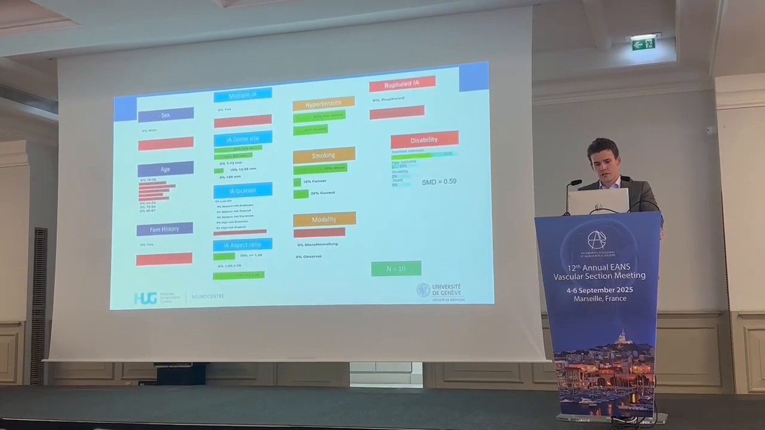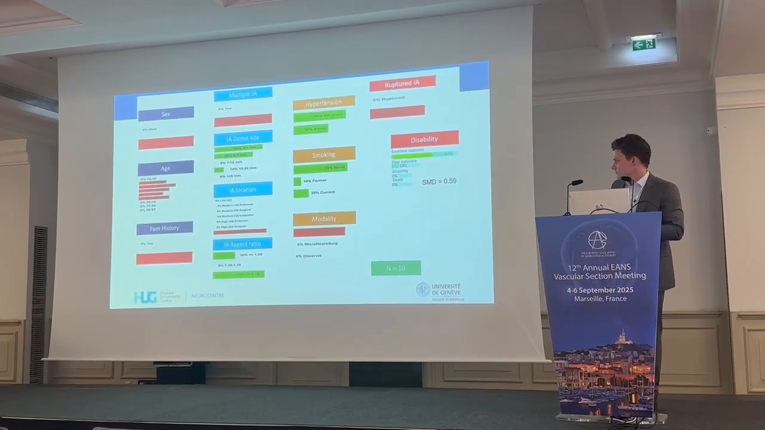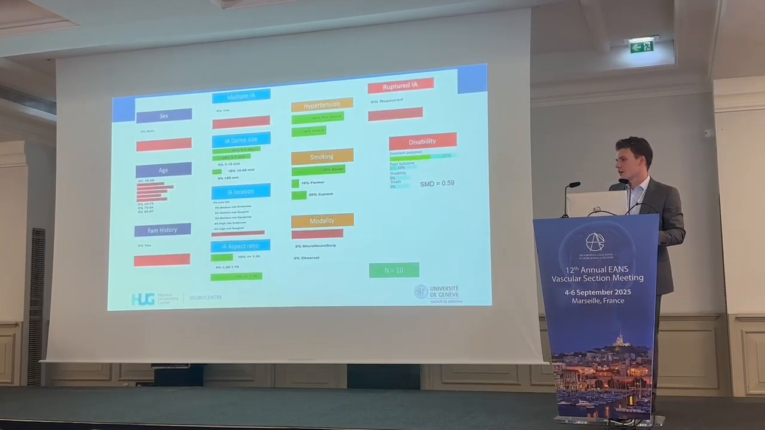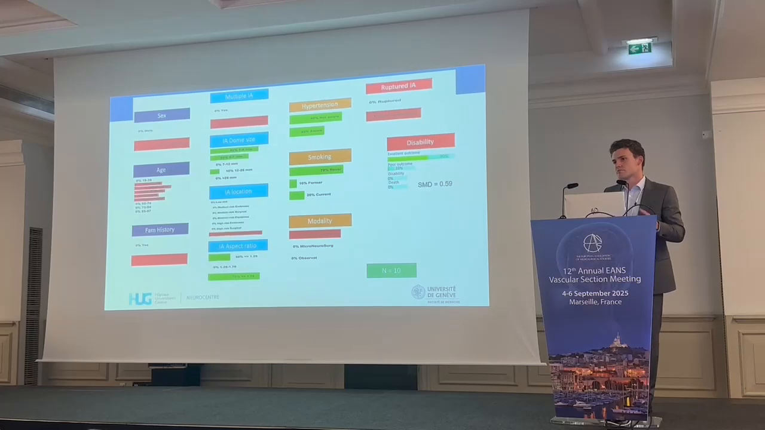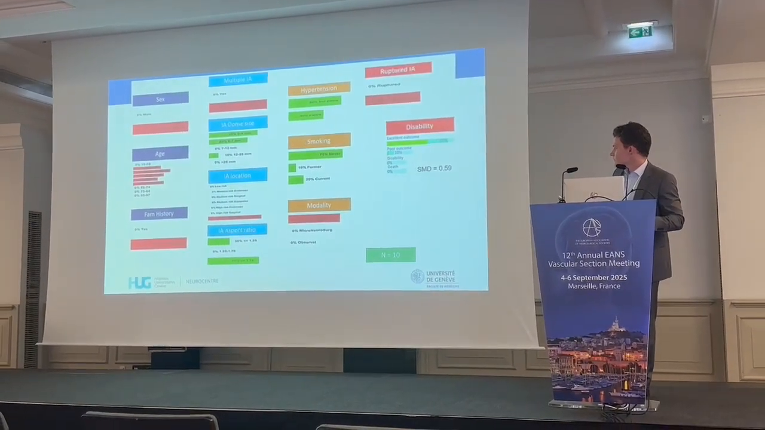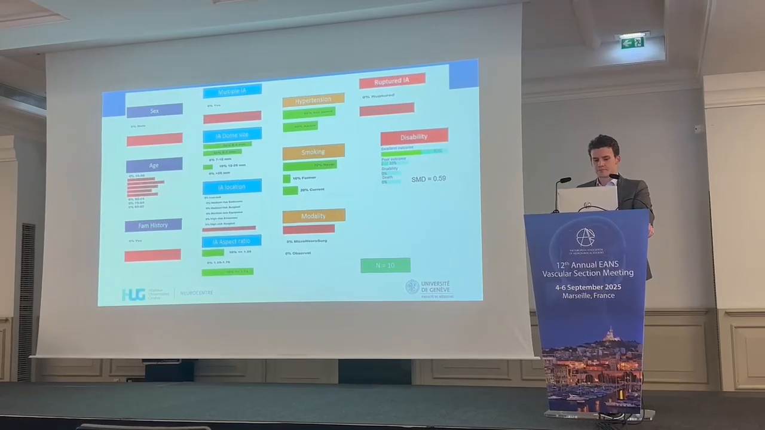For example, endovascular. The characteristics have changed. Aspect ratio is now much higher, with 70% having a high aspect ratio. And, for example, smoking, a lot of the patients have never smoked. The outcome, still 90%. So, an excellent outcome.